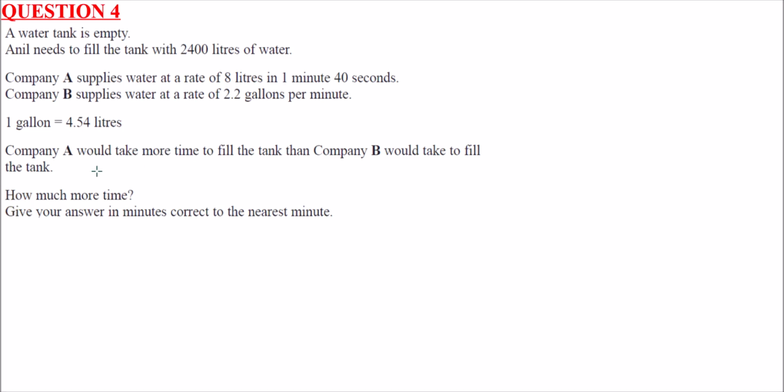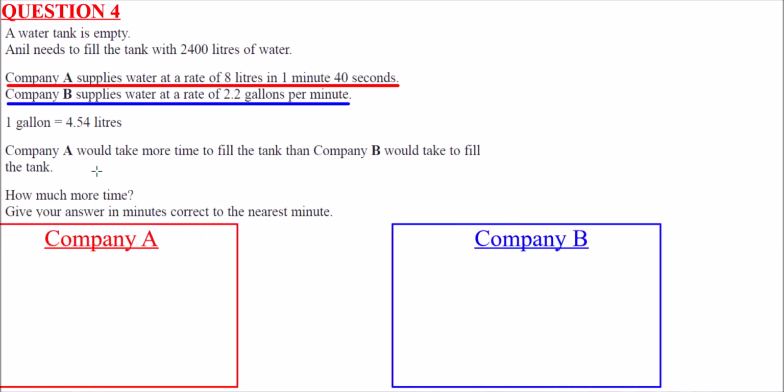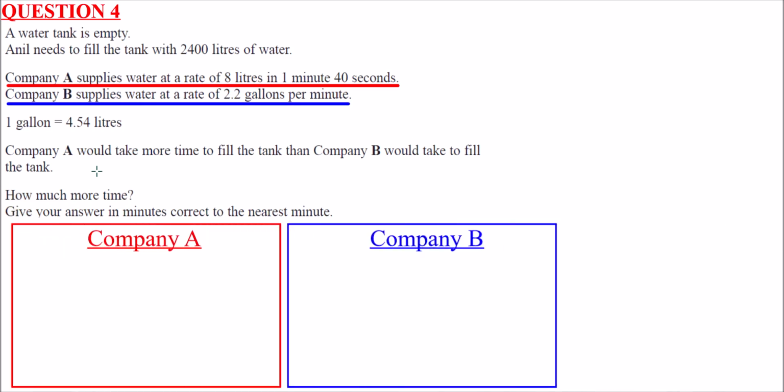How much more time? So this is a comparison question. Think about Company A in a separate area on your paper, Company B in a separate area on your paper. Maybe divide your page into left and right sides. So Company A, 8 litres in 1 minute 40 seconds. Company B, 2.2 gallons per minute. Let's make a Company A and Company B separately.